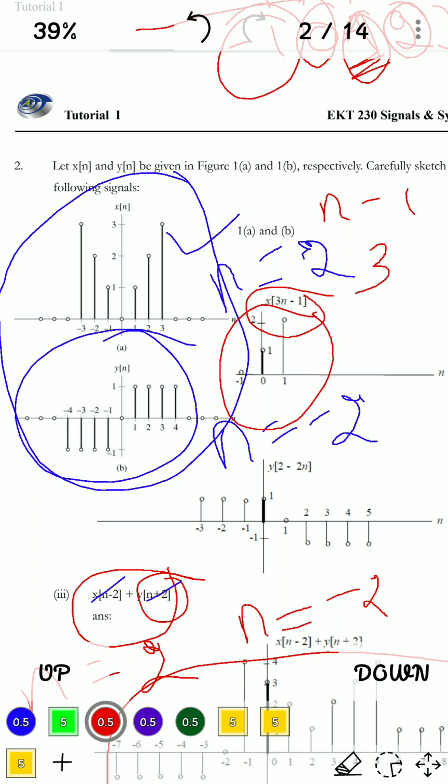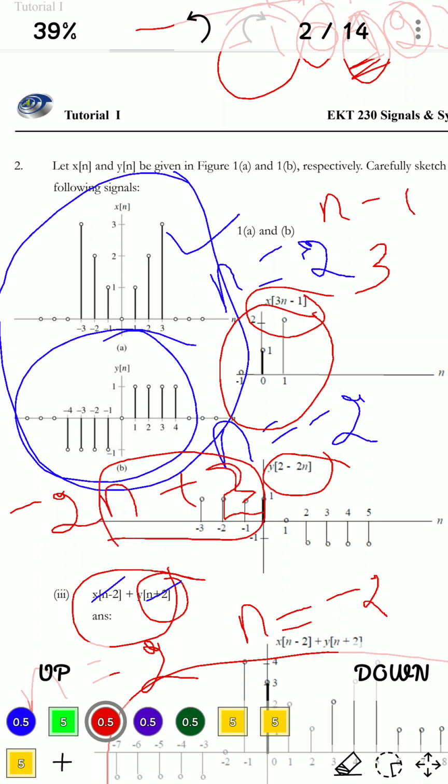Yes. And then coming on to this particular 2 minus 2n, what is 2 minus 2n? You can take it as minus 2n plus 2, right? So first, what is the procedure you have to do? First you're going to do n plus 2. So what is n plus 2 here? n plus 2 is equal to 0, n is equal to minus 2.